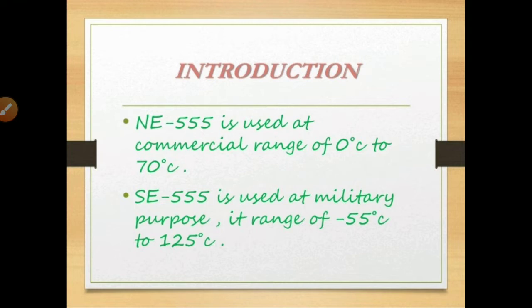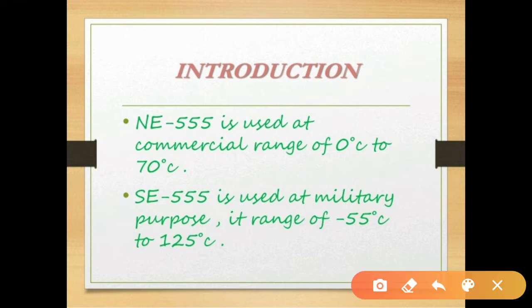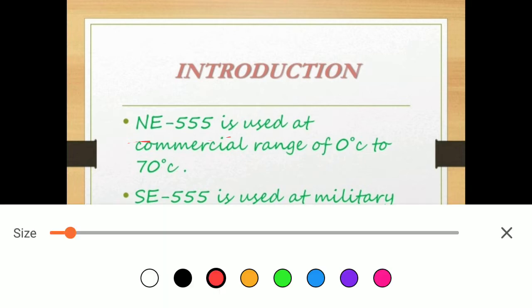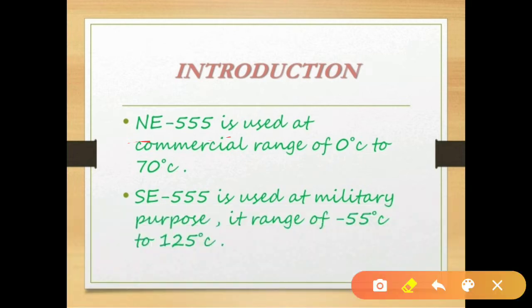In this we'll see two types of timers. The first is the NE555, which is used for commercial purposes. This timer also has some temperature variations, and the temperature range can be from 0 to 70 degrees Celsius.